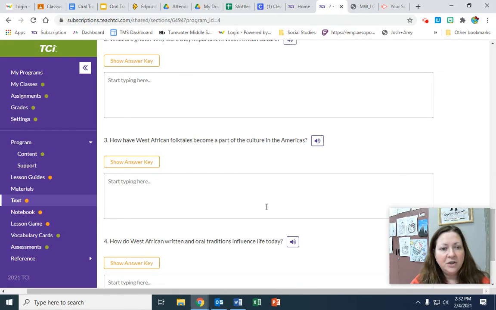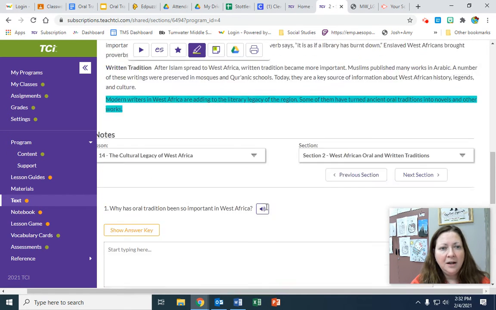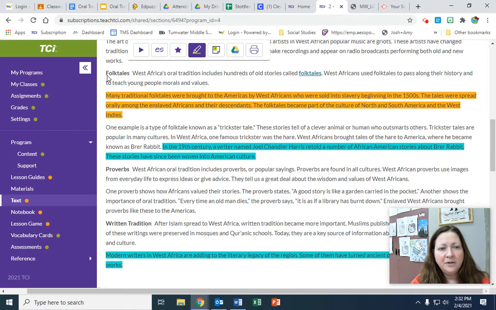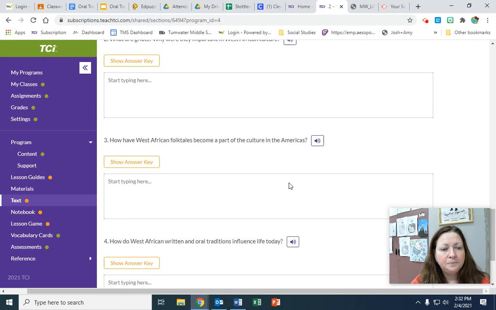And then in section 3, or question 3, it says, how have West African folktales become a part of culture of the Americas? It talks about folktales in the part that says folktales, and so your answer is going to be right here in the orange. And also we're going to spend more time next week looking at an African folktale.